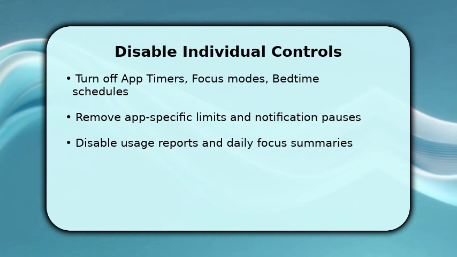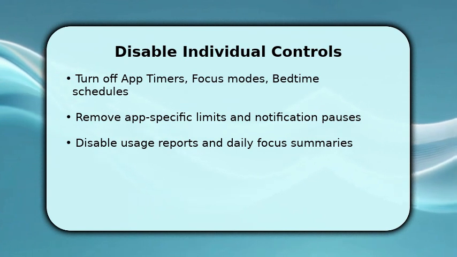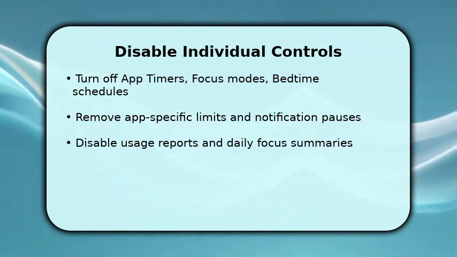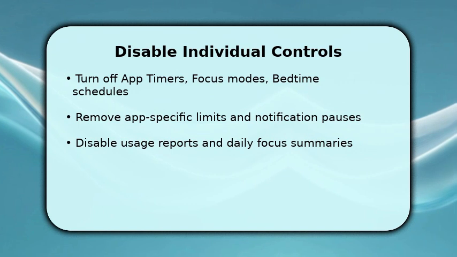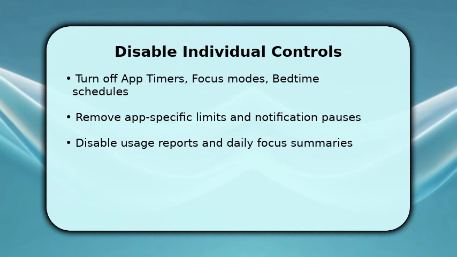For app-specific restrictions, open each listed app and revoke limits or reset permissions. Also disable notification summary or pause notifications so alerts return immediately. Make sure to apply saves where prompted. The interface may ask to confirm each change.